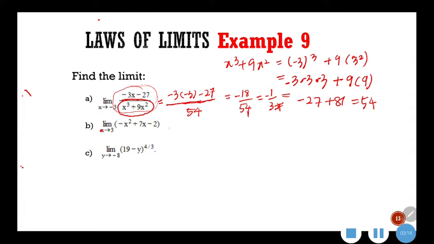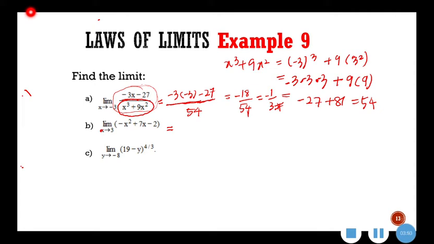What about B? Yang B ni pun sama je, tak ada masalah. As x approaching 3 also, this one x approaching 3. Okay, so for this case class, you don't have to worry anymore about limit from the left, limit from the right, because this question directly asks you for x approaching 3. So maknanya kat sini kalau function tu boleh ganti, masukkan je x tu dengan nilai dalam function tu, then go ahead.